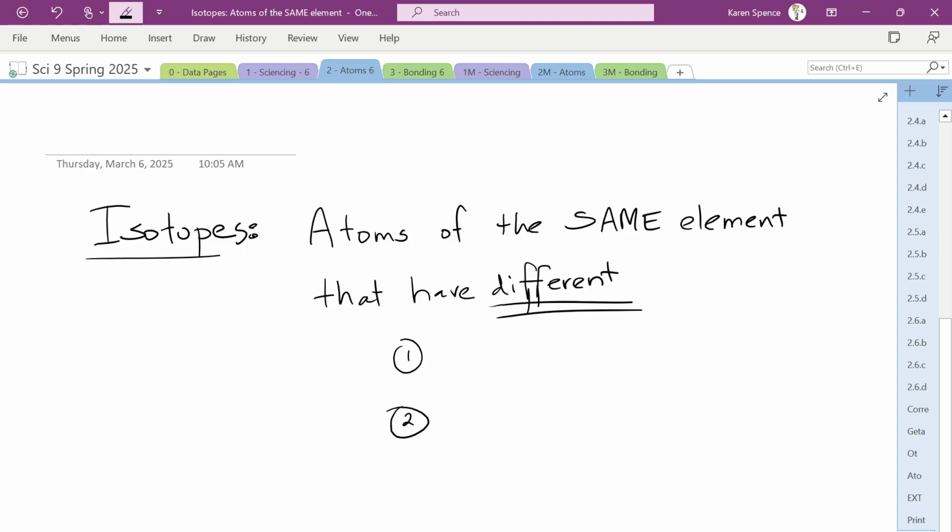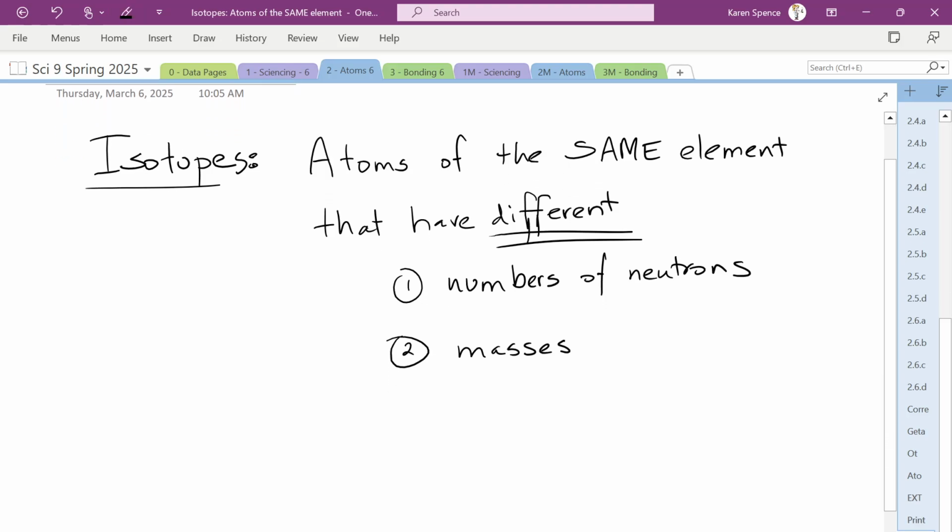Anyone? Yes. Yeah, they have different numbers of neutrons. And because they have different numbers of neutrons, that gives them different masses.